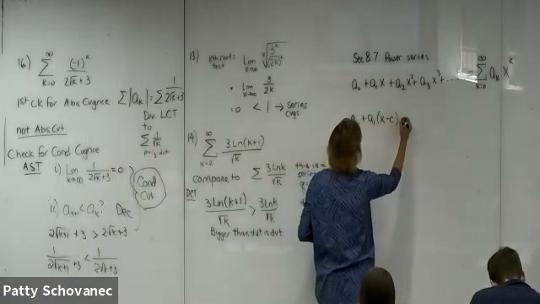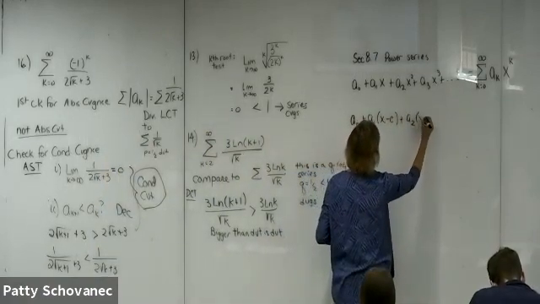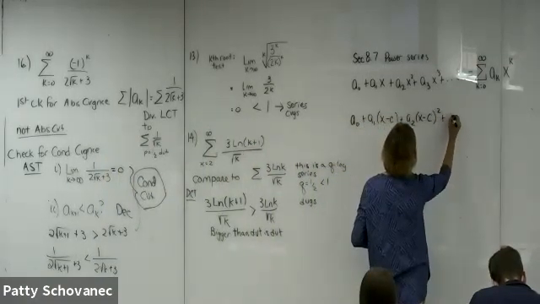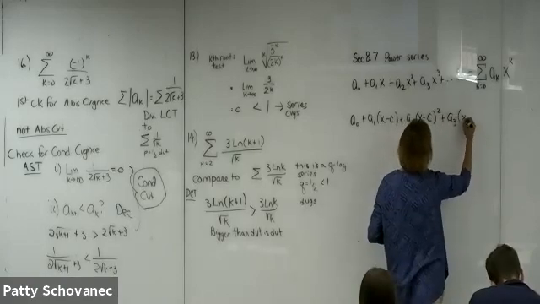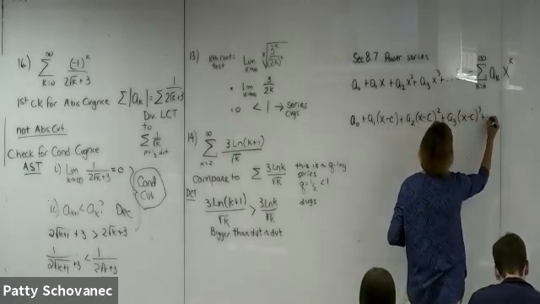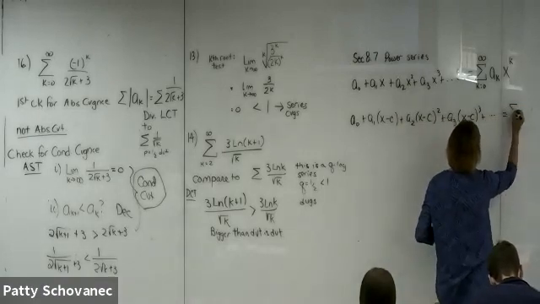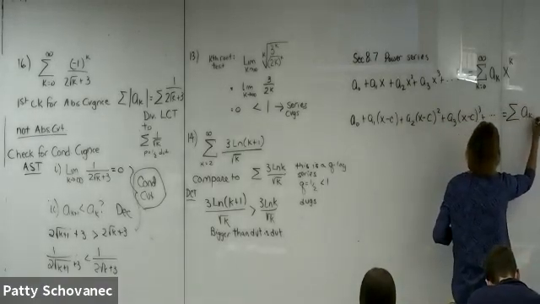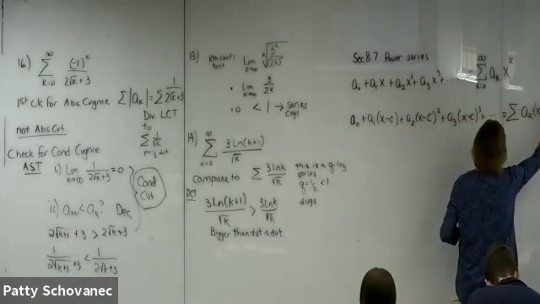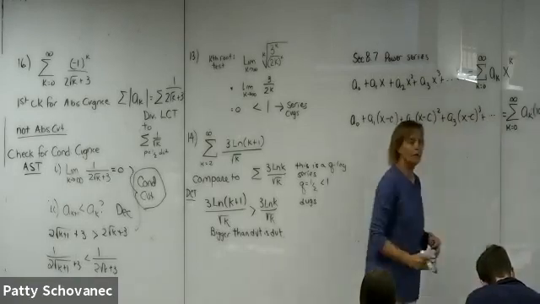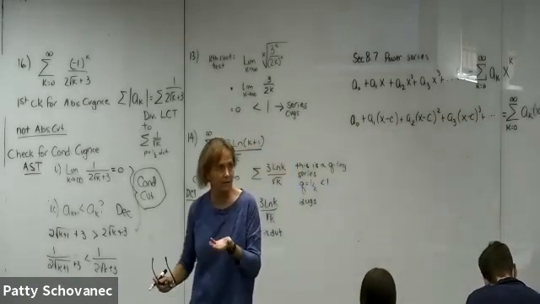So a power series is just a polynomial. It doesn't necessarily alternate, but it could alternate. It's an infinite polynomial centered at x equals c.